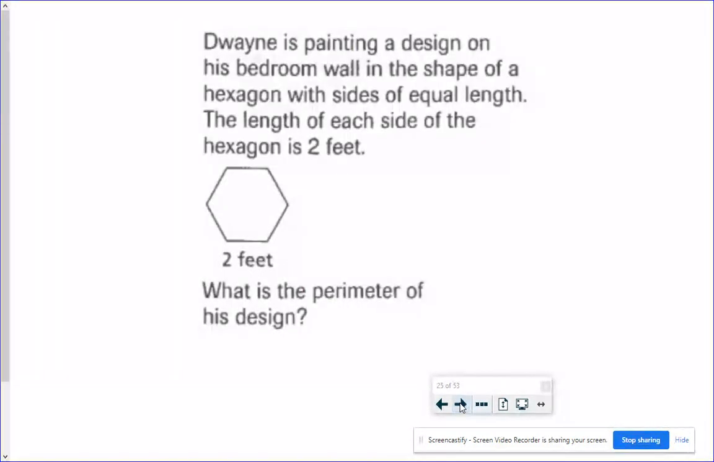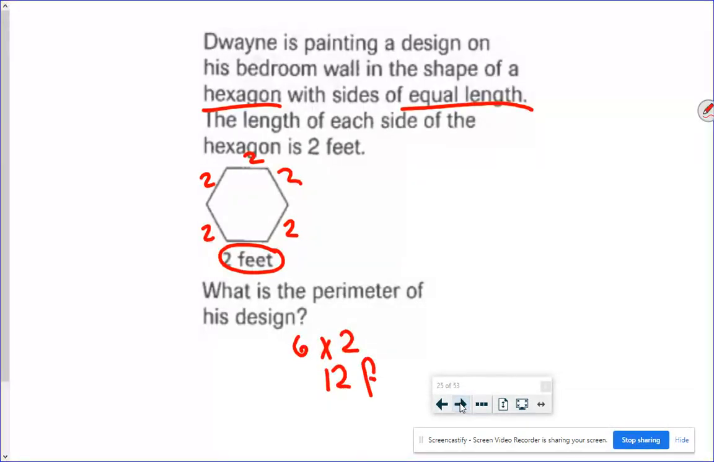Dwayne is painting a design on the bedroom wall in the shape of a hexagon with all sides that are equal length. The length of each side of the hexagon is 2 feet. And typically when you have a shape that all the sides are equal, you're only going to label one of the sides, realizing that the others are the same measurement. It keeps from cluttering up the picture or the image. So the perimeter of his design, there's 6 sides, all being 2 feet. And so the perimeter is 12 feet.